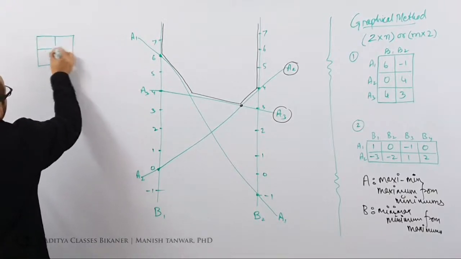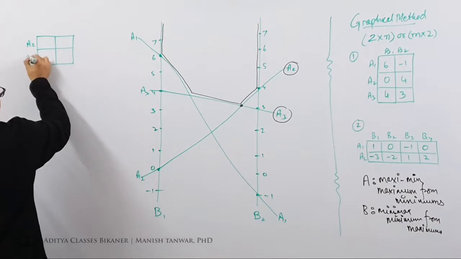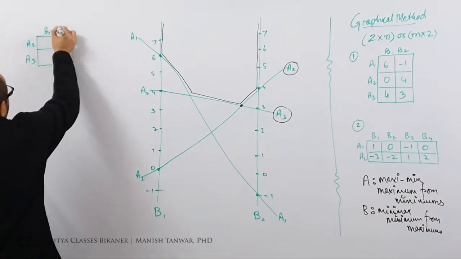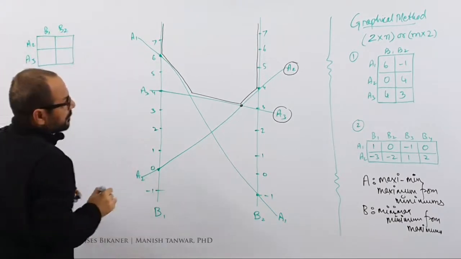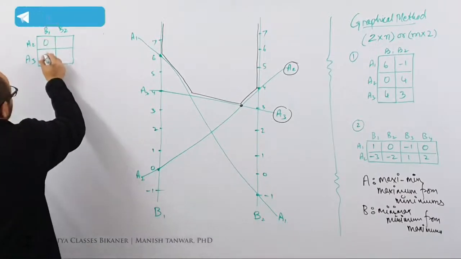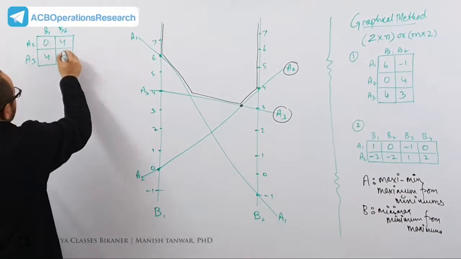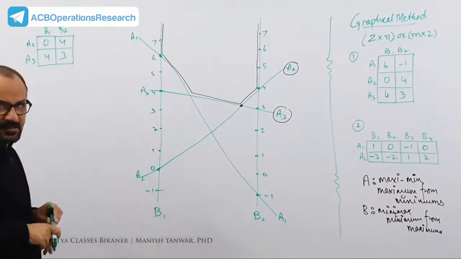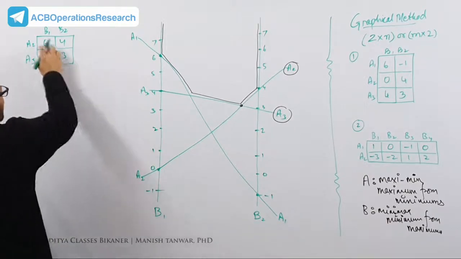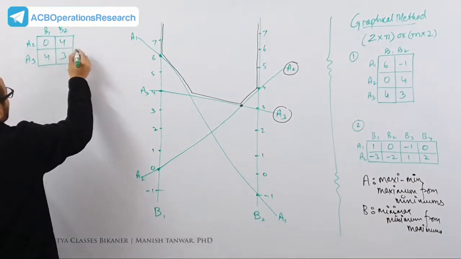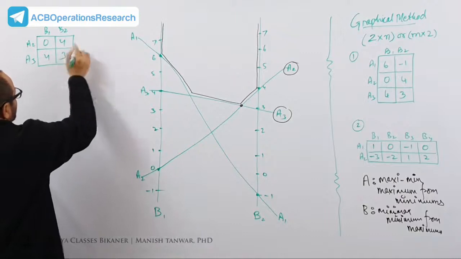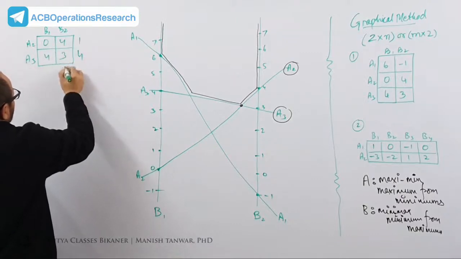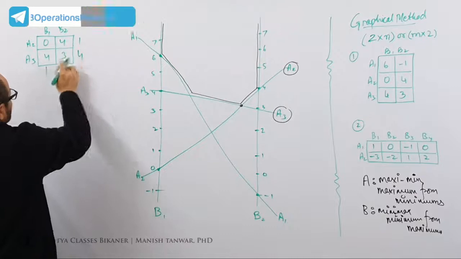We have A2 against A3 with B1 and B2. So, my payoffs would be 0, 4, 4 and 3. You can check if it has a saddle point. If it doesn't have a saddle point, we'll go ahead and solve it using the oddment method. Difference of 4 and 0 would be 4, difference of 4 and 3 would be 1, and 4 and 3 would be 1.